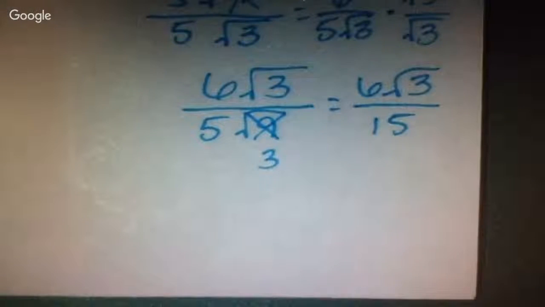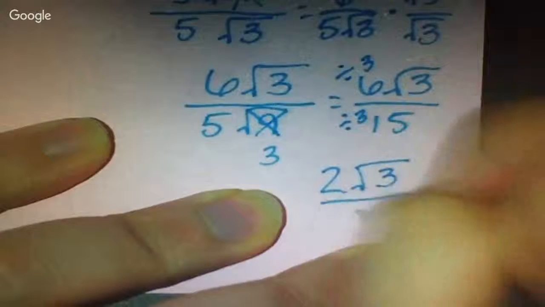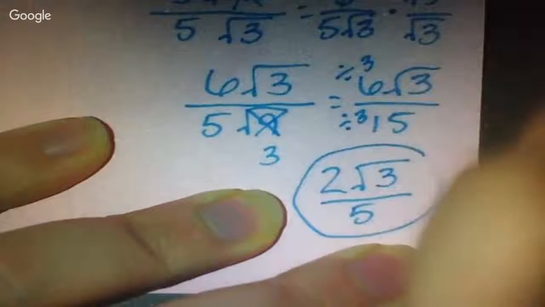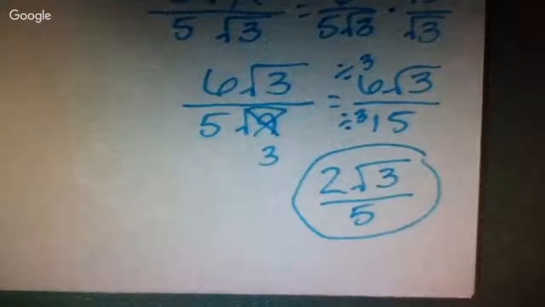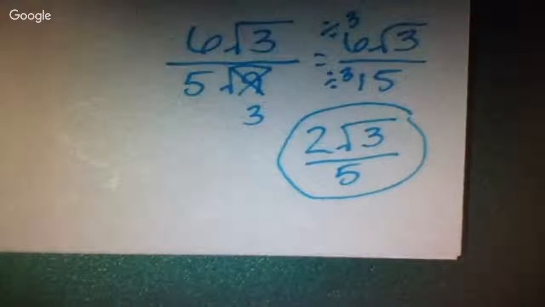Can I reduce any more? Yes, by 3. Good. These are both divisible by 3. So this actually becomes 2 square roots of 3 over 5. Was that 15? Yes. Can you do it the other way? Yes, on the board.